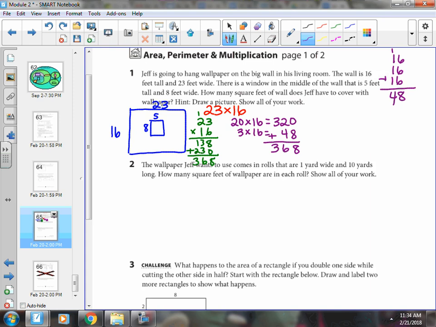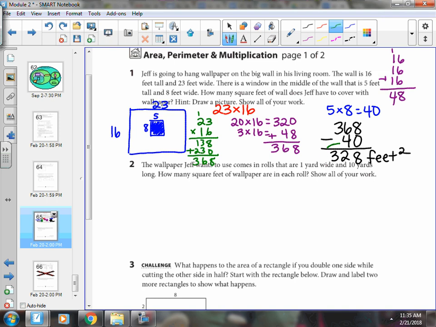But that is not the answer, because we are not going to put wallpaper on the window, right? So we need to subtract this. And I know that 5 times 8 is 40. So the area of the window is 40. So for our final answer, I'm going to take the area of the wall minus the area of the window, and that will leave us the area of everything else, the space where he'll need wallpaper. Because it's a word problem, I'm going to go ahead and label it.